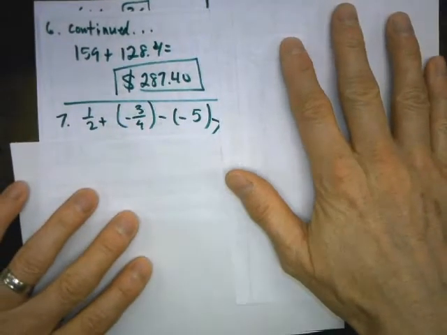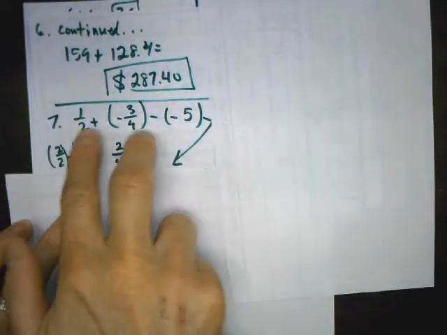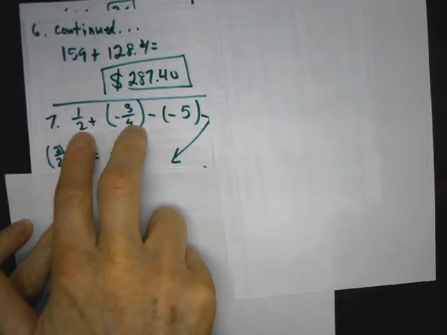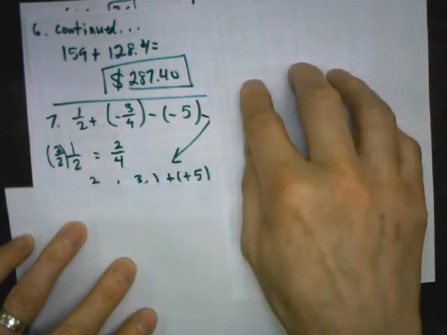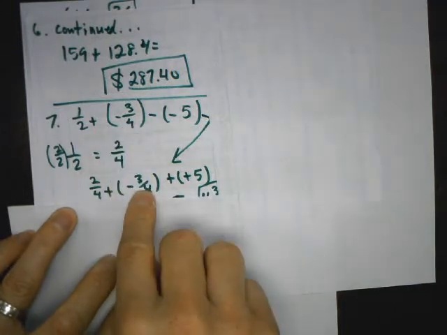Number 7, we have to add these fractions. I know how we love fractions, so we're going to get a common denominator for these two. The first time these are the same is 4, so I'm going to multiply this by 2 over 2. So 2 over 2 means 1/2 is also 2/4. It's the same number. And I have negative 3/4.